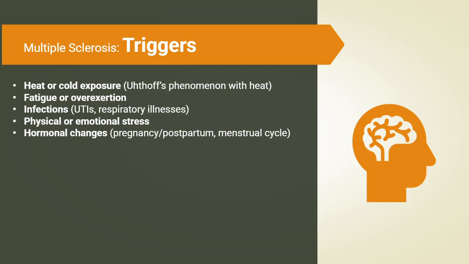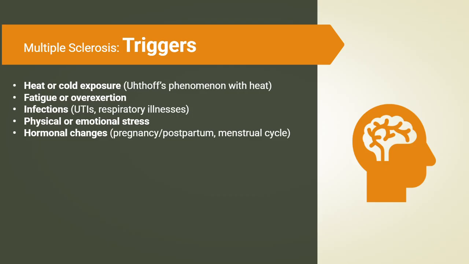Infection is a significant and well-known trigger. Even mild infections, such as a urinary tract infection or respiratory illness, can provoke a multiple sclerosis flare because infection increases systemic inflammation. Nurses play a key role in monitoring for signs of infection, encouraging hydration, and ensuring prompt reporting and treatment.